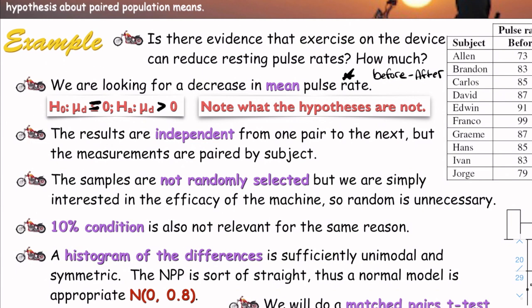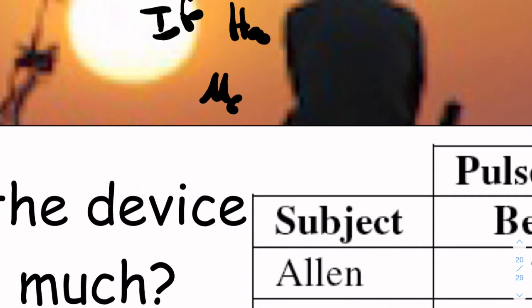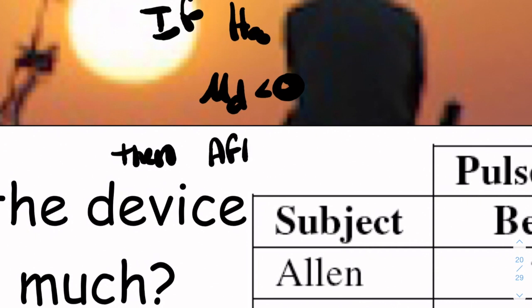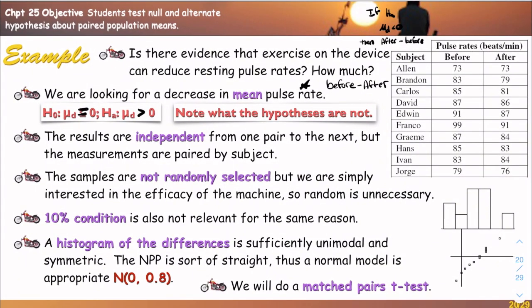If you did the after and then you subtracted the before, we would be looking at the opposite inequality. So just as an aside, let's zoom in on the top. If your alternative hypothesis was that the mean difference went down, then what you're saying is that you're looking at after, and you're saying that their heart rate decreased more than before, giving you a negative value. So always be careful how you write your inequalities.